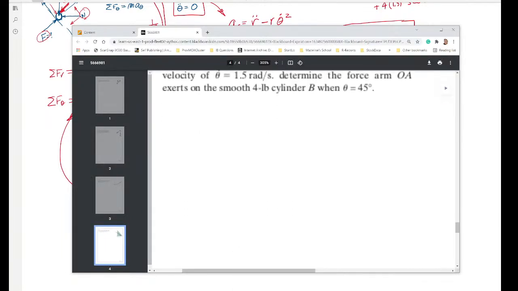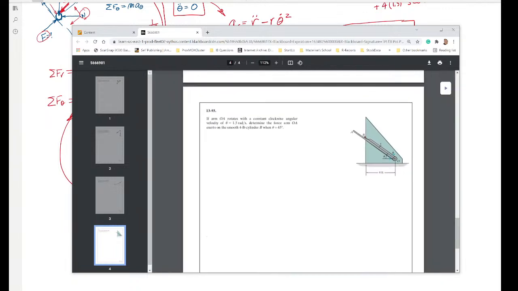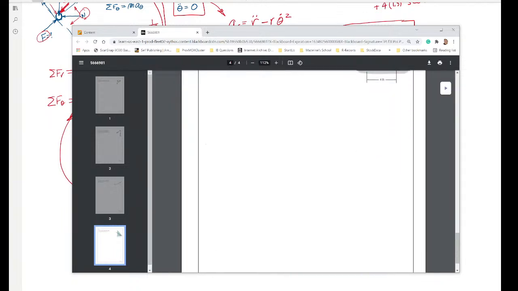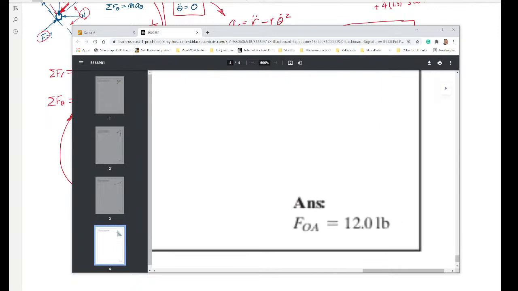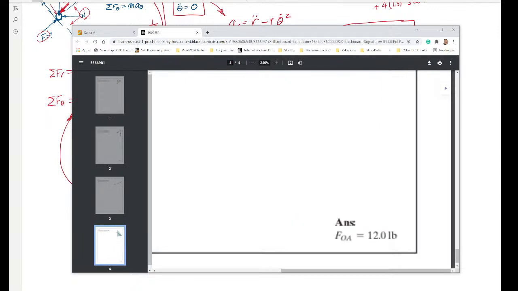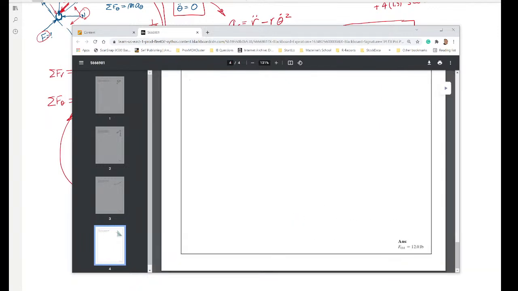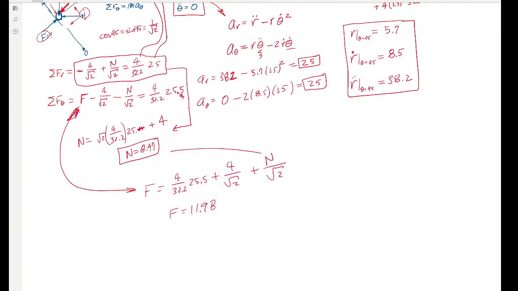Come on. Here we go. I got a touch screen, so make my way. Oh, it doesn't give you any intermediates. So he says the force is 12 pounds. Is that what I got? Oh, here we go.